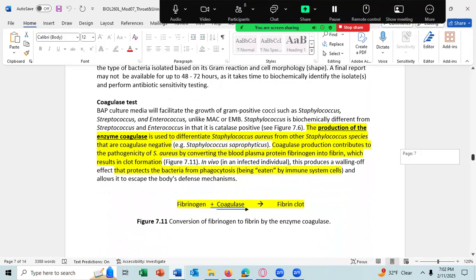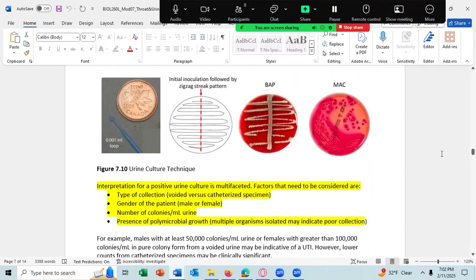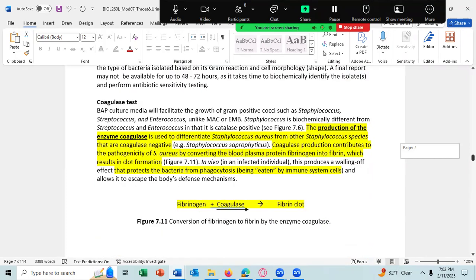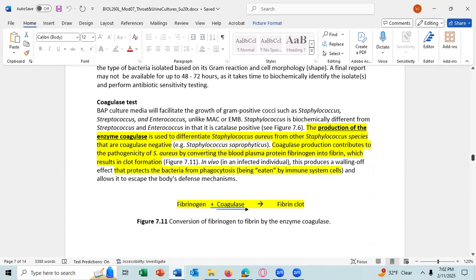All right, once you get the bacteria growing on the blood agar, or on the blood agar and McConkey's agar, you then run some tests to determine which species of bacteria is causing the UTI. One of the tests we run is a coagulase test.